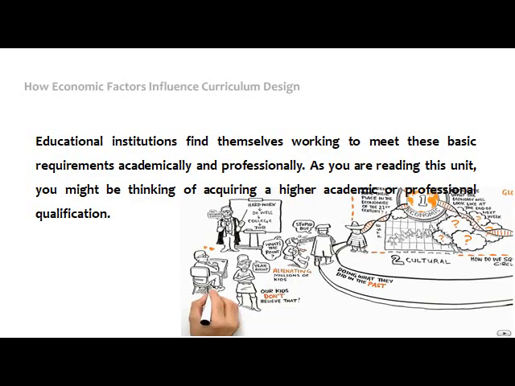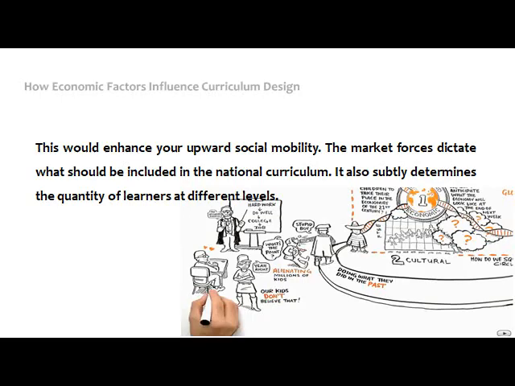Educational institutions find themselves working to meet these basic requirements academically and professionally. As you're reading this unit, you might be thinking of acquiring a higher academic or professional qualification. This would enhance your upward social mobility. The market forces dictate what should be included in the national curriculum. It also subtly determines the quantity of learners at different levels.